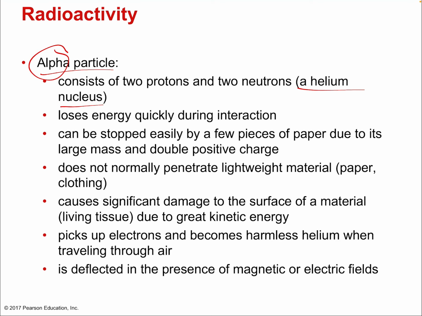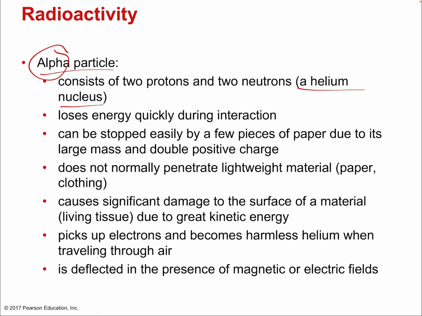Okay, so it loses energy quickly during interaction, can be stopped easily by a few pieces of paper due to its large mass and double positive charge. So it's going to interact very easily with other atoms, okay? So it's very easy to stop. It does not normally penetrate lightweight material, paper, clothing, all right? So you don't really have to worry about it penetrating your body.